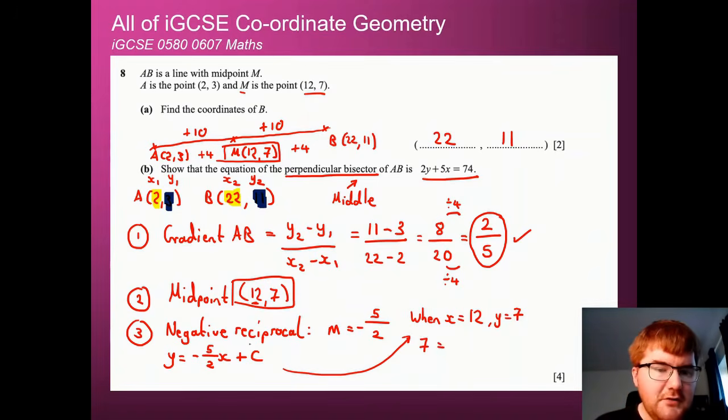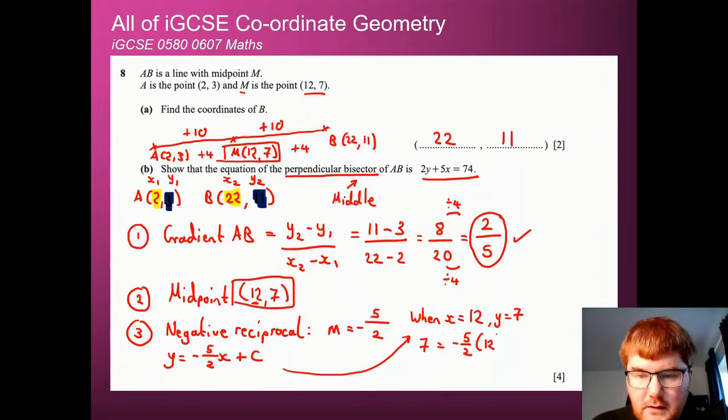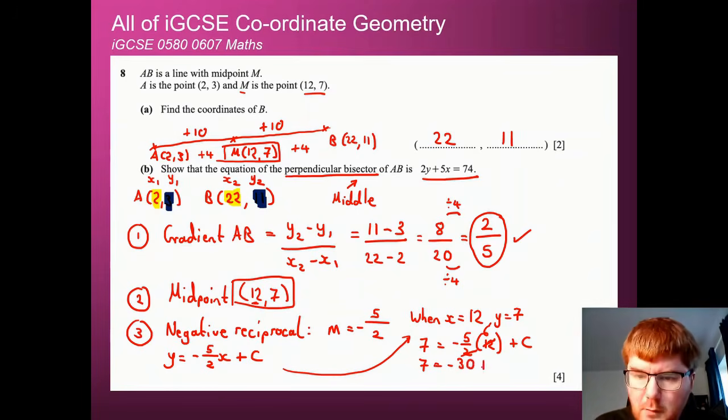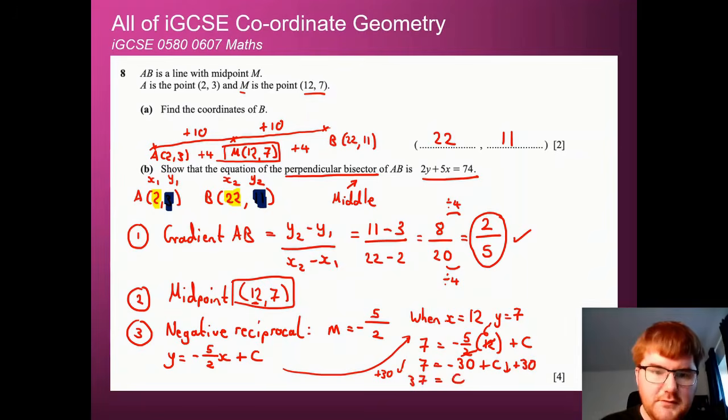So I'm just copying this equation. Wherever I see a y, I put a 7. And wherever I see an x, I'm going to put a 12. And now it's a case of making c the subject. So if we do this part here, you can do this without a calculator as well. Notice that you can actually cancel here. So 12 divided by 2 is equal to 6. Minus 5 times 6 is equal to minus 30. And therefore, if we want to work out c on its own, what's the opposite of minus 30? Well, adding 30 on both sides. That gives us then 37 is equal to c.